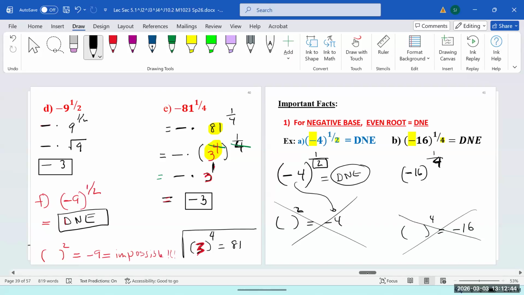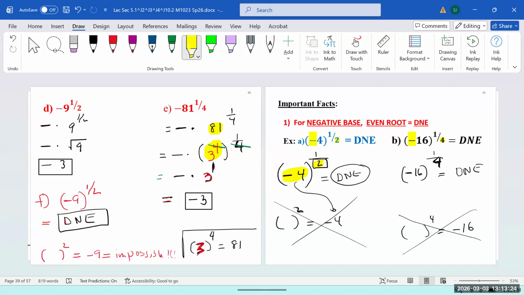No numbers. It's impossible. So the answer is doesn't exist. This is another rule: a negative base cannot have an even denominator on the exponent. In the exam, I'm going to give one of these and say simplify. You don't have to simplify anything as long as you indicate what is given. We have a negative base, even degree, impossible. That's all you have to do. Indicate what you see and write the answer DNE. Doesn't exist.